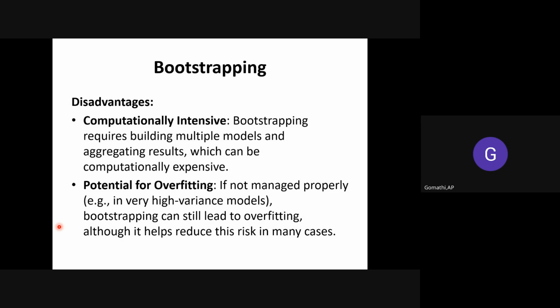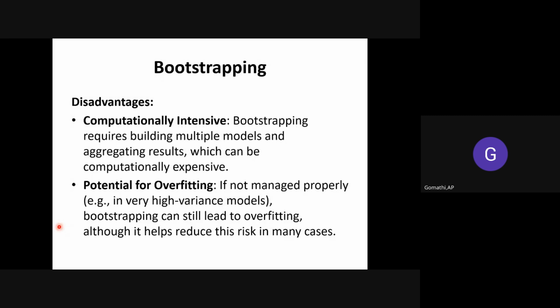So next one, what are the limitations of bootstrapping? Computationally intensive, that is, bootstrapping involves creating many samples and calculating statistics for each, which can be resource intensive for large data sets. Can you understand? So it is computationally intensive. That means it involves creating many samples by the concept of resampling and calculating statistics for each, so it can be resource intensive.